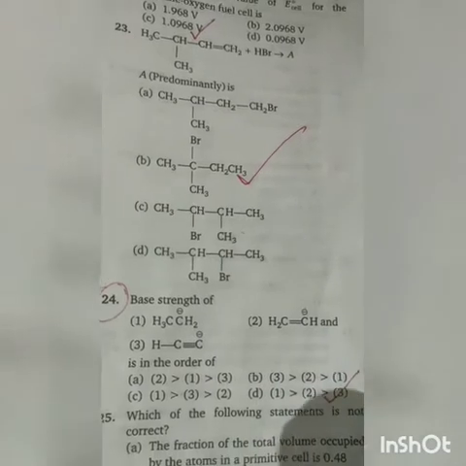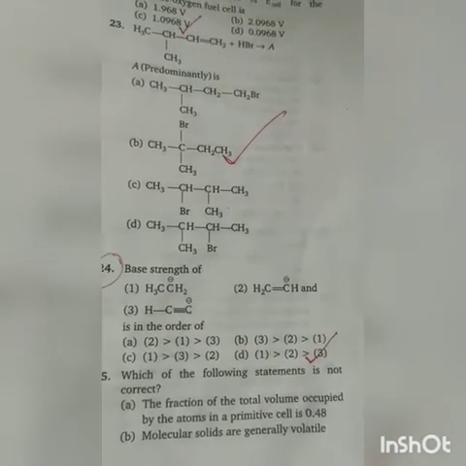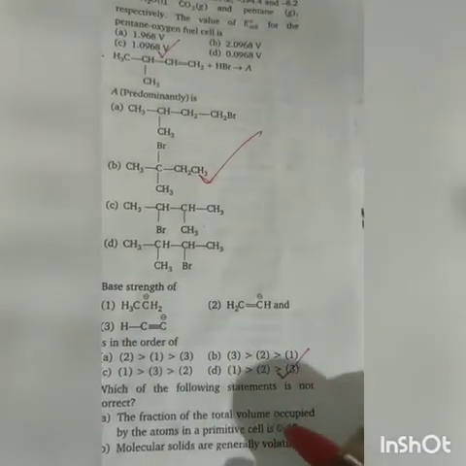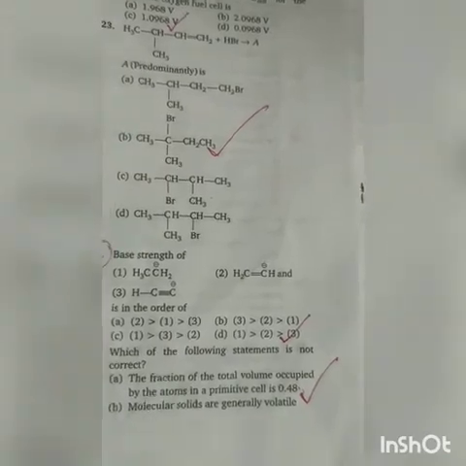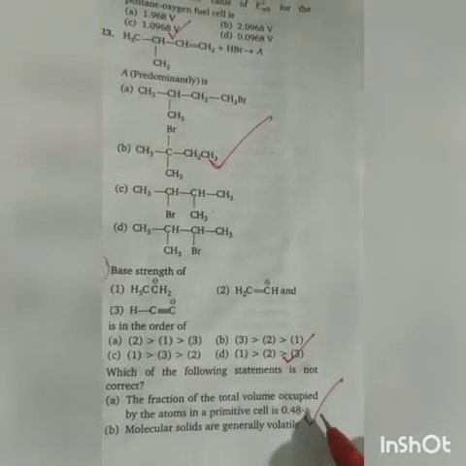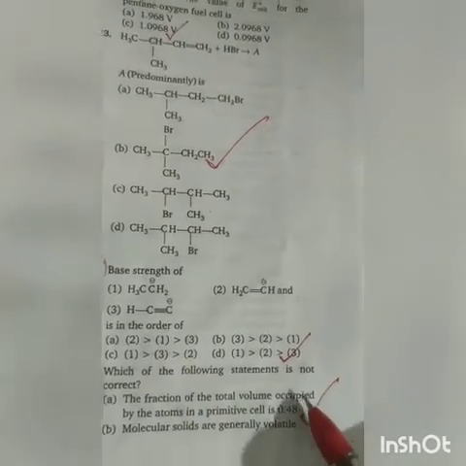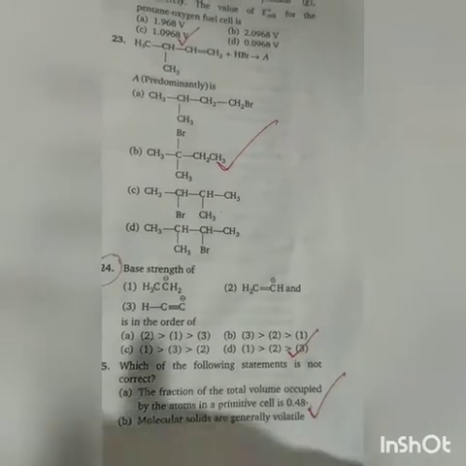Now question number 25. Which of the following statements is not correct? So this is not correct: the fraction of total volume occupied by the atoms of the primitive cell is 0.48. As you know, it is 0.52. The volume vacant is 0.48.